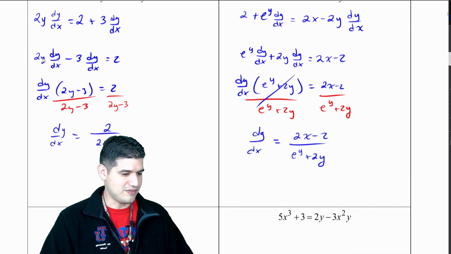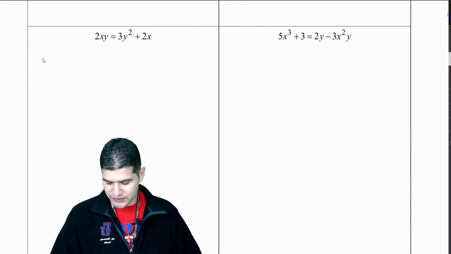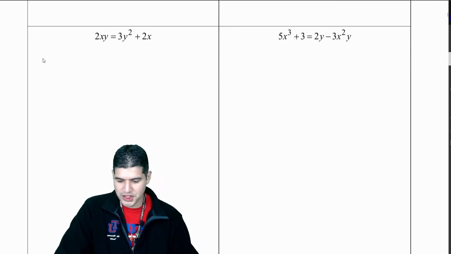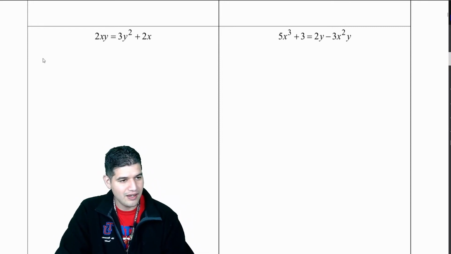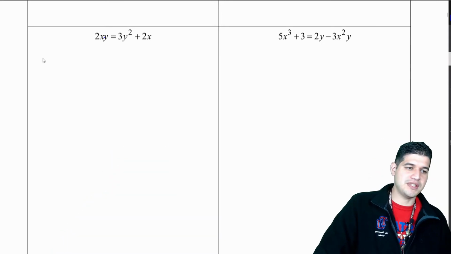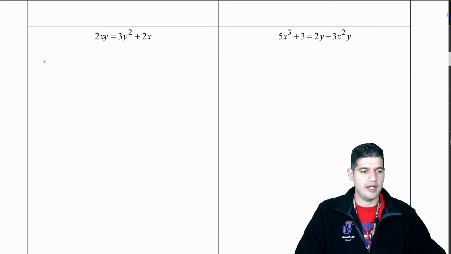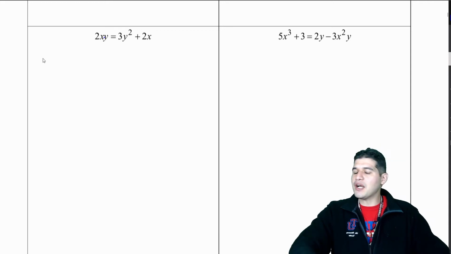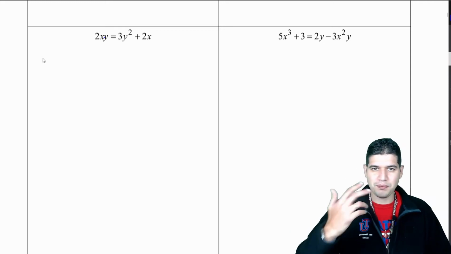Now you can substitute in values for x and y and get the slope at any point. All right. Now over here we've got another one, but what I want you guys to notice is that we actually have some multiplying going on. 2 times x times y. Okay, so if we've got a product, you need to still use the product rule.